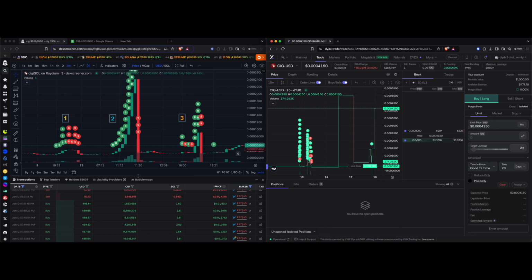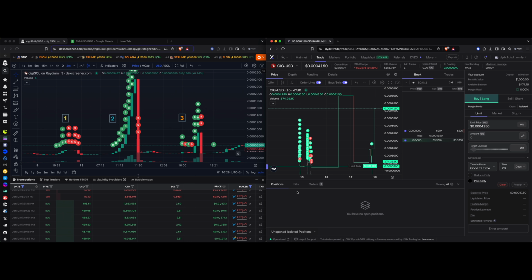Hey, this is DeFi Dev, and today I am going to explain the SIG-USD market that just launched on dYdX and the attack that just happened. On the left screen, we have the Solana address that essentially caused the pump and dump, not once, not twice, not 3 times, but 4 times.